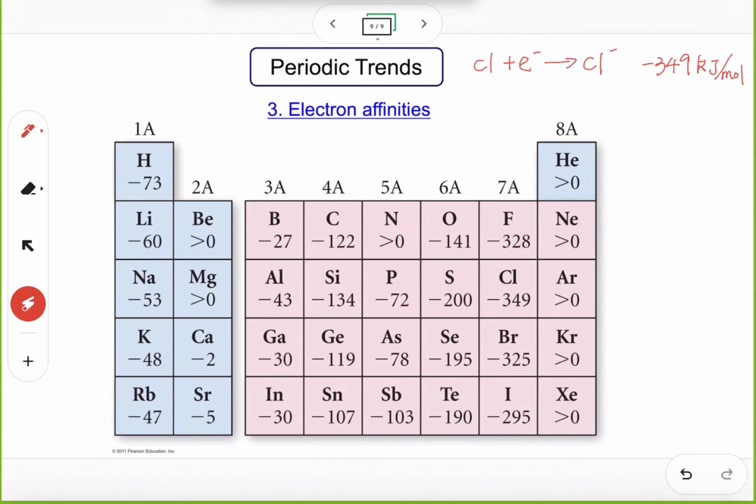Again, there are some exceptions here, but like we mentioned for the other trends, don't worry too much about those exceptions. Focus on the overall trends. So these are the trends for electron affinity.